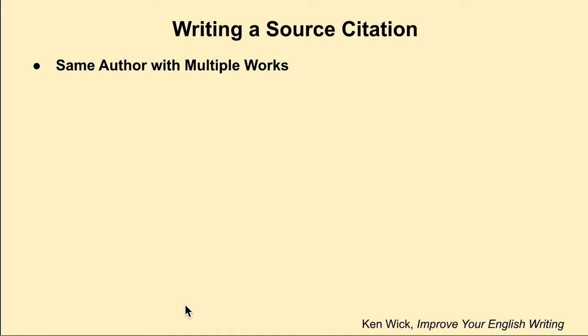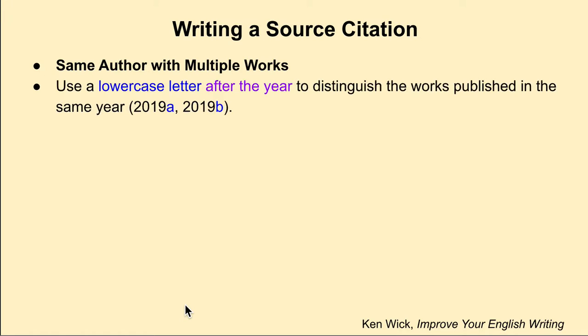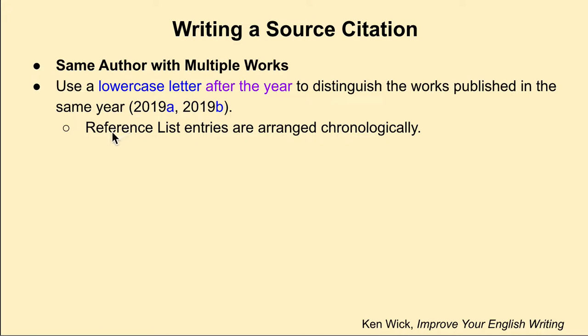What about multiple works from the same author? How do you distinguish that? Well, you use a lowercase letter after the year to distinguish works published in the same year. So if you had the same author, let's say Smith published 2 things in 2019, then the first published work would be 2019a, and the next work would be 2019b. And just so you know, the reference list will arrange the entries chronologically. So 2019a has to be published before 2019b.